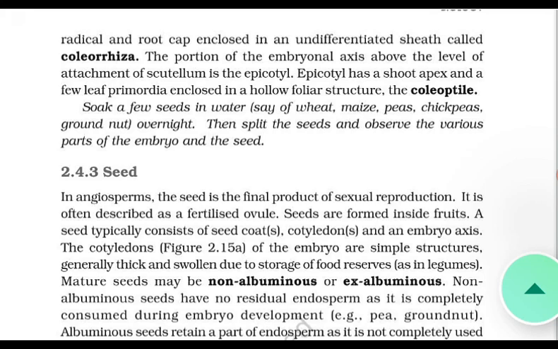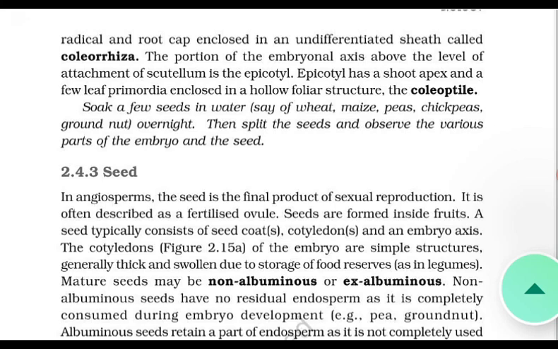Next we are going to read double fertilization. After entering one of the synergids, the pollen tube releases the two male gametes into the cytoplasm of the synergid. कहाँ पे रिलीज करती है? Into the cytoplasm of synergids. The pollen tube releases the two male gametes in the cytoplasm of the synergid. चेंज करके cytoplasm की जगह कुछ भी कर सकता है.